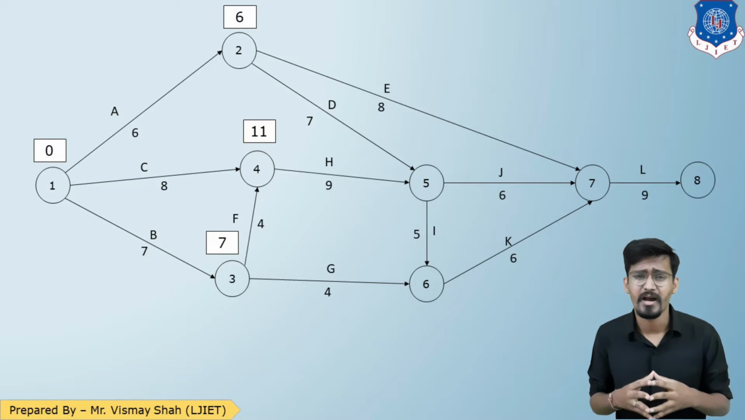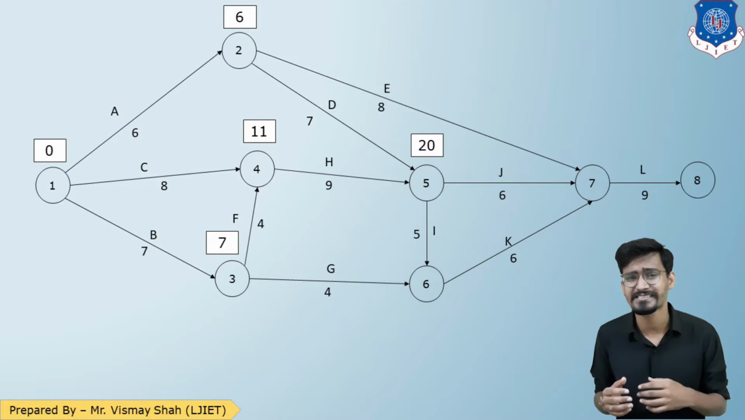Now event number 5. To reach 5, there are two options: 2 to 5 and 3 to 5. If I go from 2 to 5, 6 plus 7, 13. If I go from 3 to 5, 11 plus 9, 20. So 13 and 20. What is the maximum? 20. So I'll consider 20.